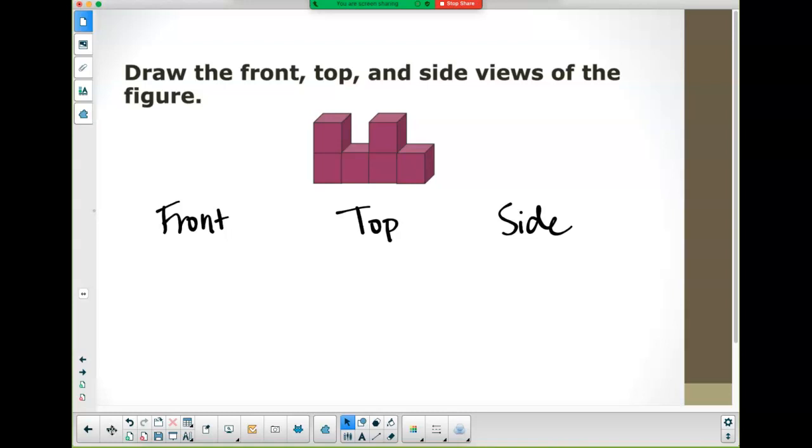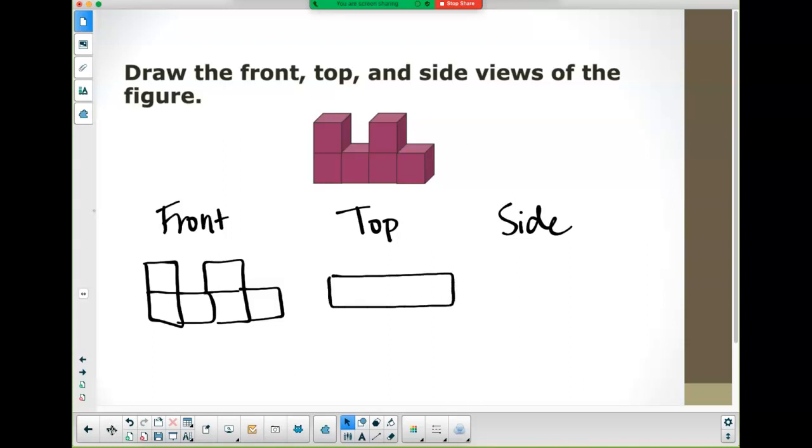Okay, so the front, hopefully you drew a stack of 2, stack of 1, stack of 2, and a stack of 1. Okay, what does the top look like? What did you draw for the top, Kristen? 4 squares straight across. Okay, and then the side is just, whether you look at it this way, and you can see the 2 vertical, or this way, it would still be 2 vertical. So there's our side.